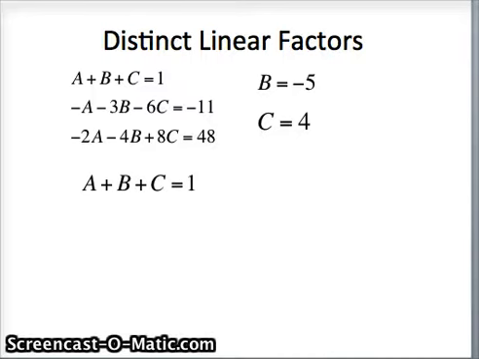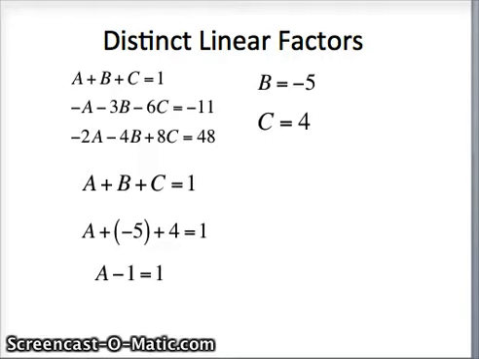Choosing the first one looks like the simplest. So replacing b with negative 5 and c with 4, we get this. Negative 5 plus 4, negative 1. So a minus 1 is 1. And of course, if that's the case, a is going to equal 2. So we have a, b, and c. Where do we put those?